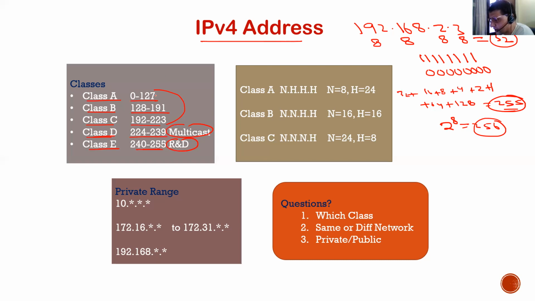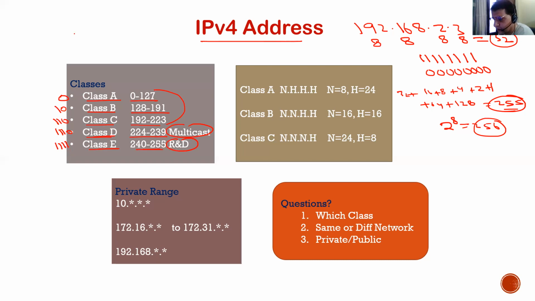Now, how do you get this range? There is actually a priority bit. Every class has a priority bit: 0, 10, 110, 1110, 1111. We understand this is the range, but the devices will understand with the priority bit which class this IP address is from.